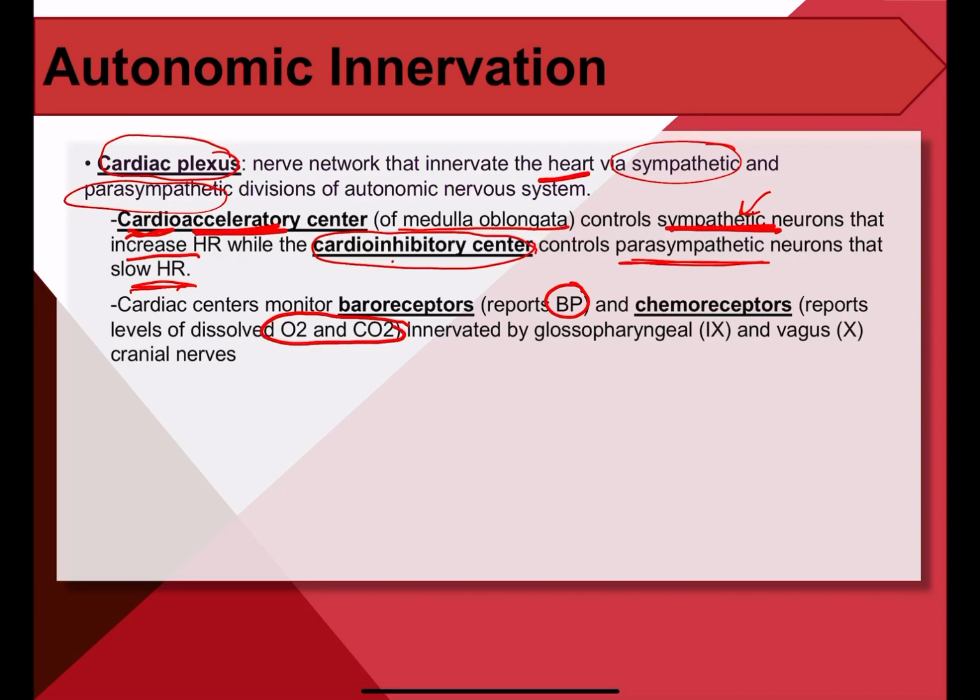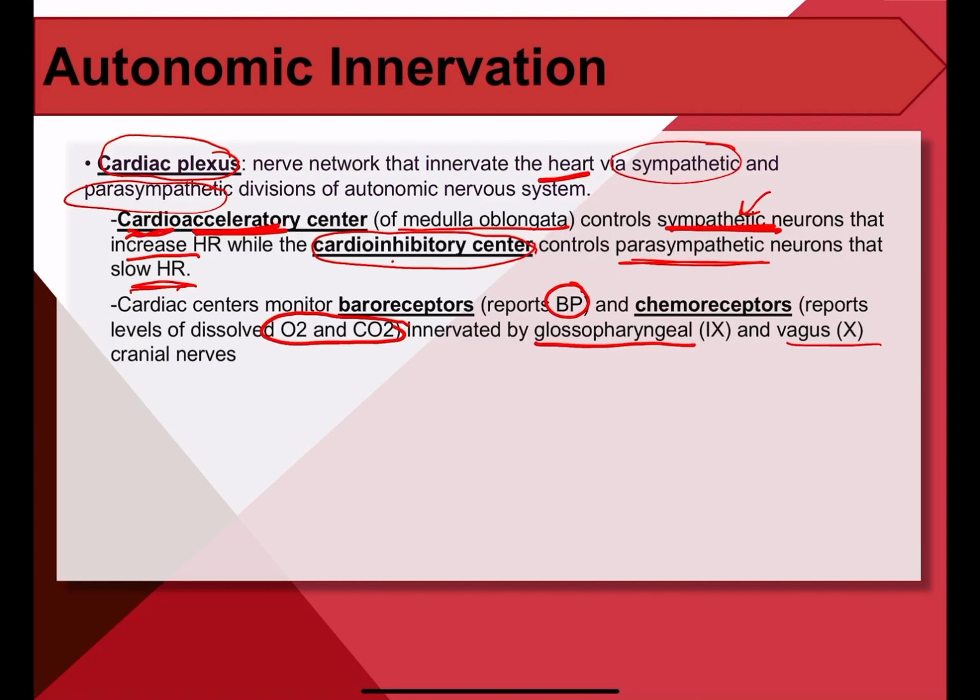Okay, and that's why we'll come back to this. This will be a recurring theme throughout the entire semester, especially when we talk about the respiratory system as well. Both baroreceptors and chemoreceptors are innervated by the two cranial nerves we talked about last semester, your glossopharyngeal nerve and your vagus nerve, for sending the information towards your brain.